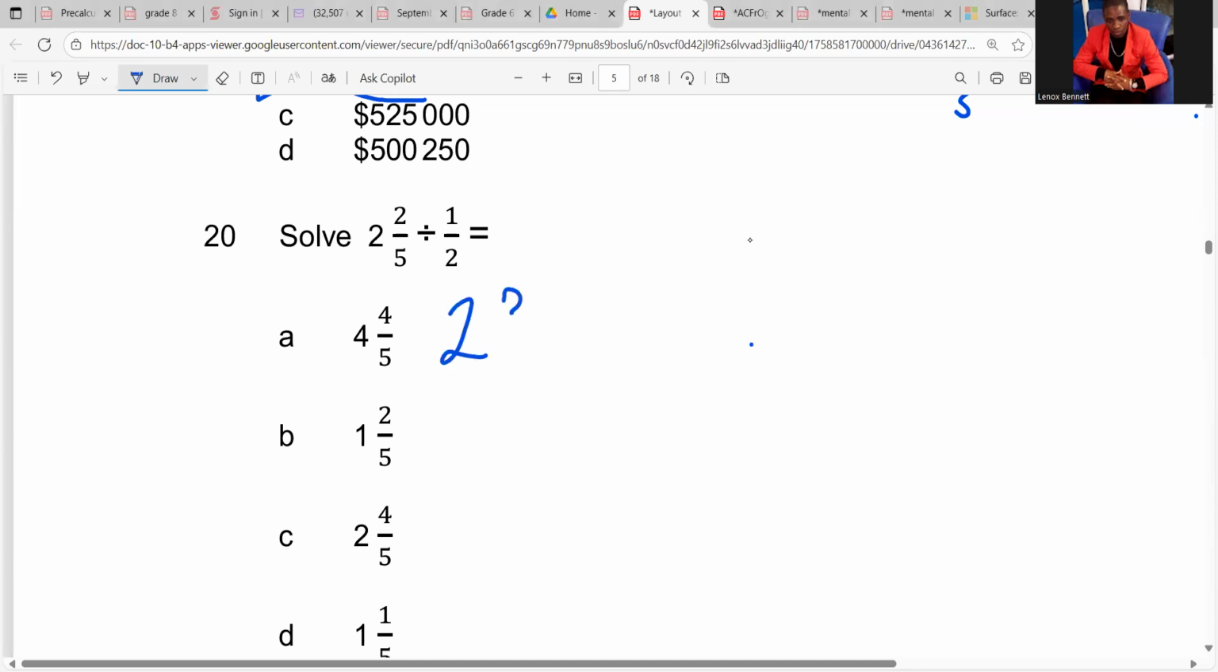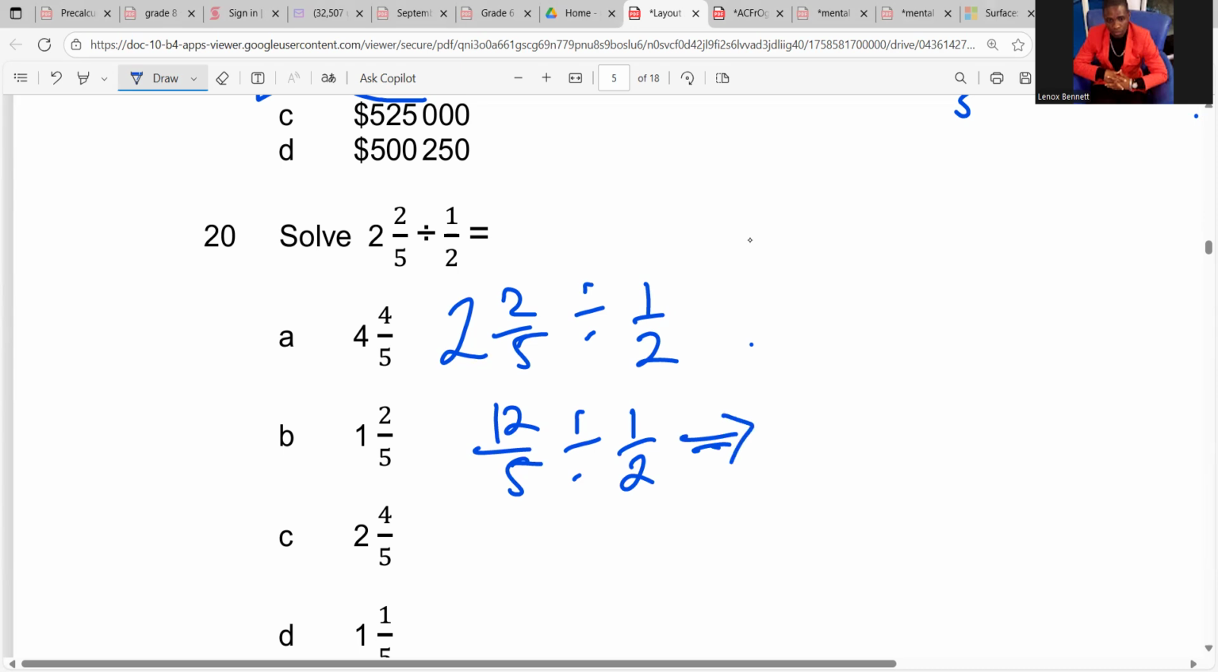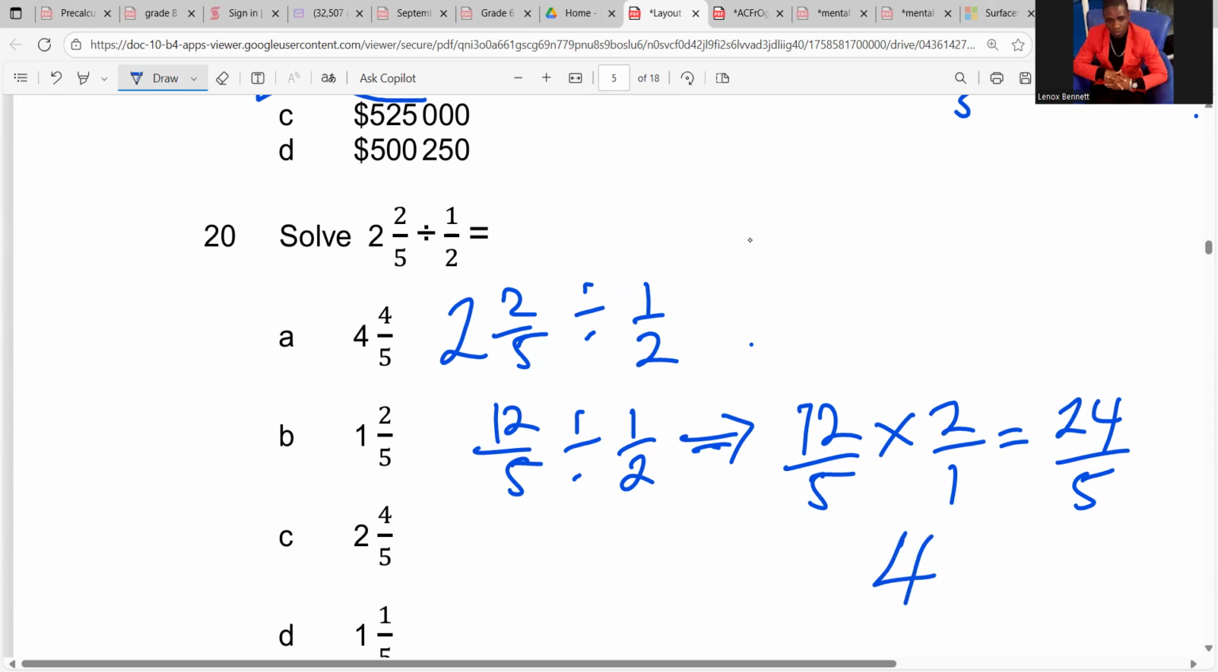So we're going to convert the 2 and 2/5 to an improper fraction. 2 fives are 10 plus 2, 12 over 5, divided by a half. What does the rule say when we are dividing? Write back the first fraction, so write back the 12 over 5, change the division to multiplication, and then we reciprocate. And then, of course, 12 times 2, 24 over 5. How many groups of 5 can we get out of 24? 4 times 5 is 20, remainder 4 over 5. So that leaves us with A. Pretty straightforward.